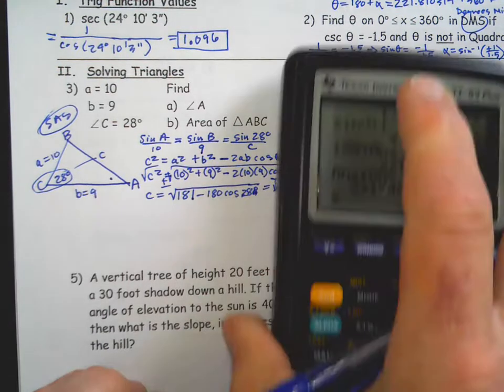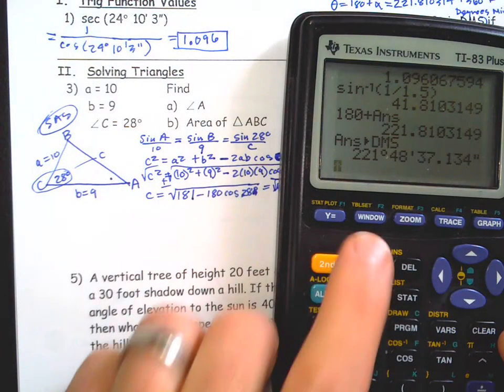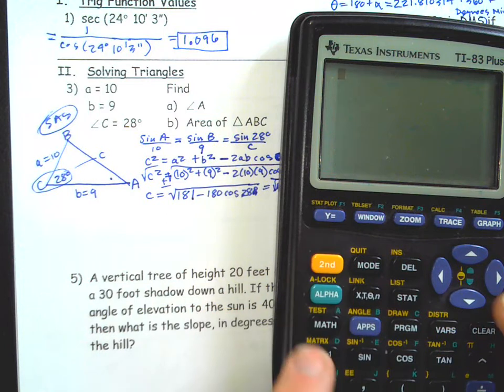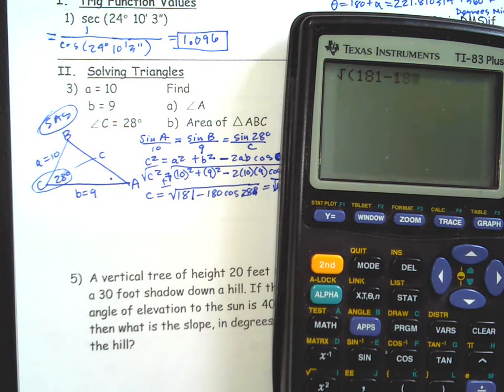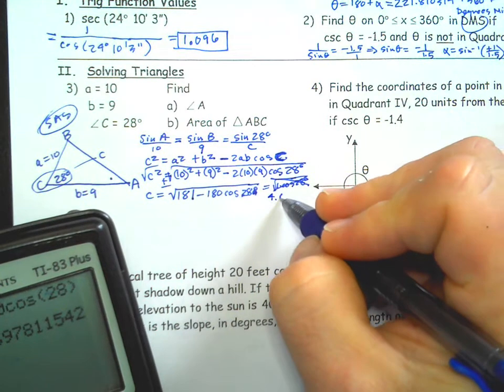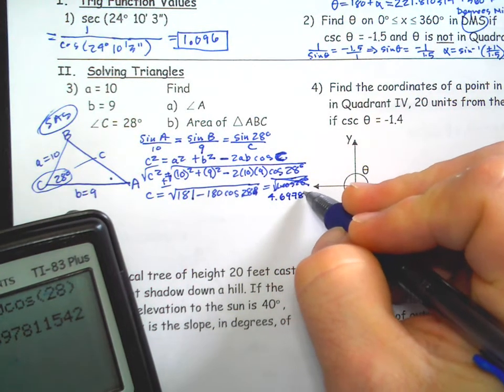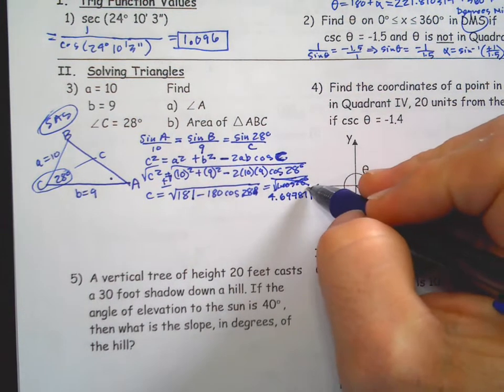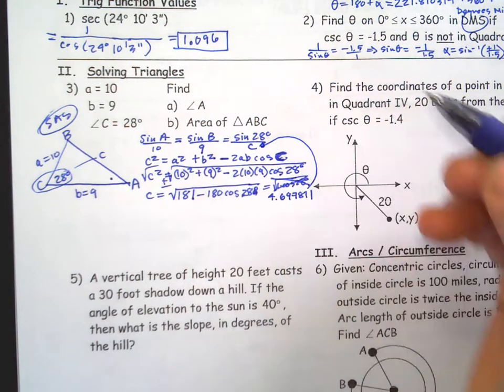You're violating order of operations. So what is the decimal version of that answer? Let's see. Square root of 181 minus 180 cosine of 28 degrees. Make sure you're in degree mode. Is 4.697811. Okay, now that's not our answer, but we might need that for something. So now we can plug this back in up here for little c.